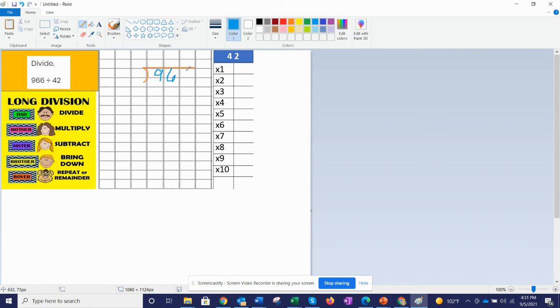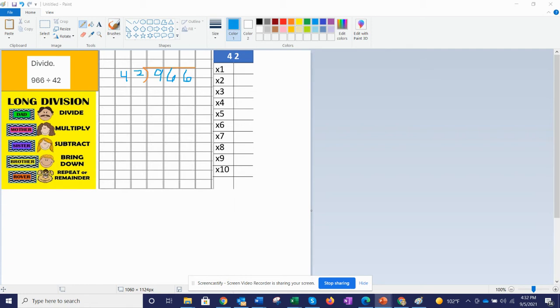Now, I'm giving you the graph paper, just like before, so you can help line up those numbers, keep them in the right columns, and then you're not accidentally subtracting the wrong numbers from one another, right? So divided by 42, the 42 goes on the side, right?